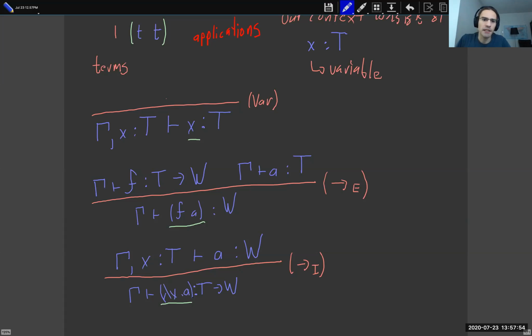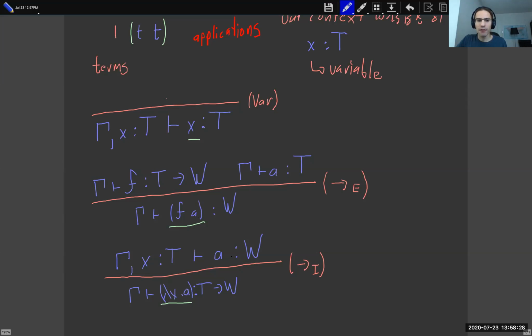A second perspective, by the way, about what these proof rules mean: just think about it in a programming languages sense, which is distinct from a logic sense. If you have a function F that consumes an input of type T and produces an output of type W, and A is some value of type T, then if you apply F to A, what do you get? You get something of type W.